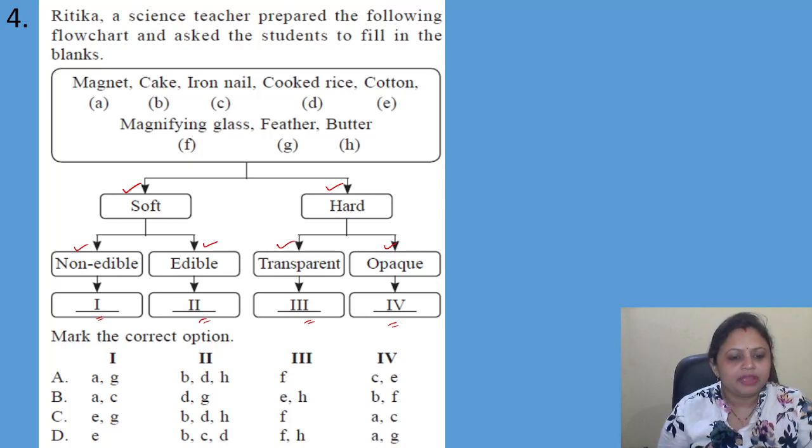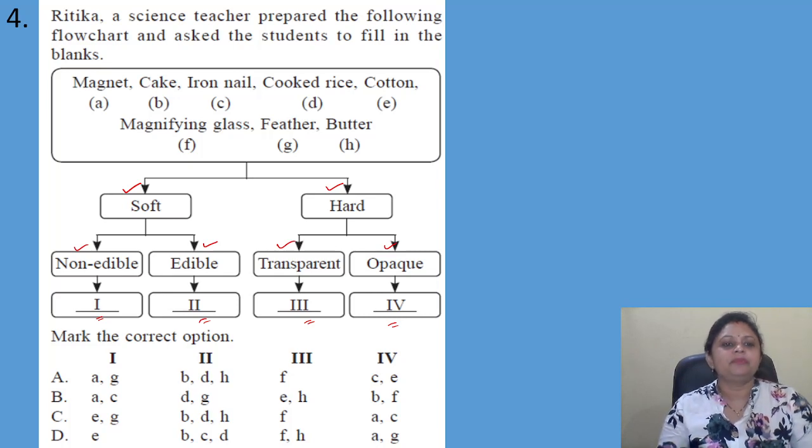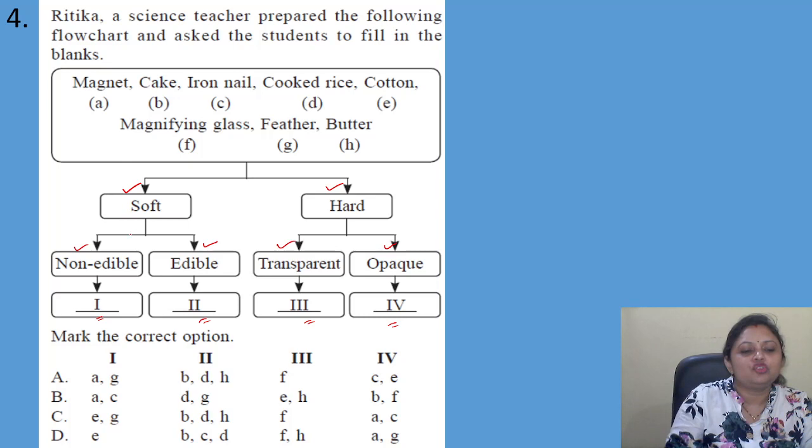Options are A, AG, BDH, F, CE, B, AC, G, AC, D, EH, BF, C, EG, BDH, F, AC, D, E, BCD, FH, AG. So here, if we try to classify them, soft.